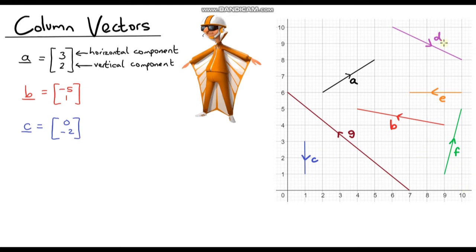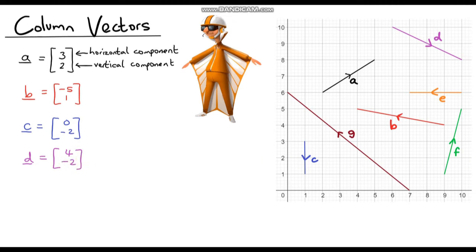Okay, let's move on to D, which is in fuchsia. So one of my favourite colours. So D as a column vector. So always look at the arrow. So we're going in this direction. So we're starting here. We're going along 1, 2, 3, 4 places. So that's +4. And then we're going down 1, 2. So that would be -2.